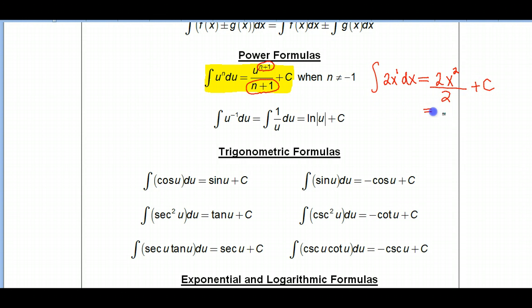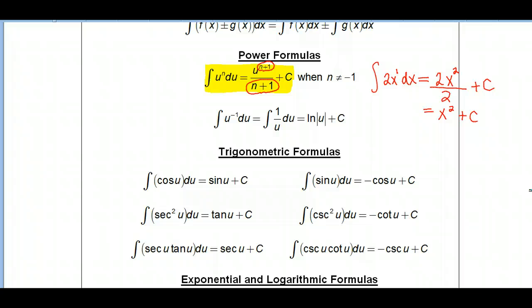Well, what happens to the 2's? We just get x squared. The x squared is the important part, but you always want to include the plus c in your answer. So I could do this for any power. If I gave you, let's say, the integral of x to the 5th dx, what would you get? You would get x to the 6th over 6. What's 5 plus 1?